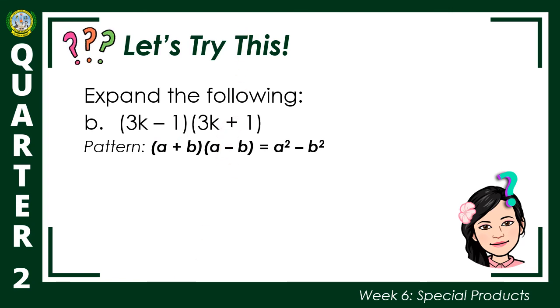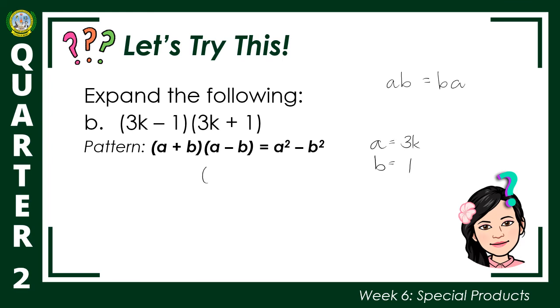Ano? So, remember, meron tayong commutative property wherein it states that the order of the factors does not affect the product. A times B is the same as B times A. So, same dito, kahit mauna pa yung minus kaysa dun sa plus, same pa din yung product natin. Okay, so this time, ang value ng A natin ay 3K at ang value ng B natin is simply 1. Okay, so yan po yung ipo-plug in natin dito sa pattern.